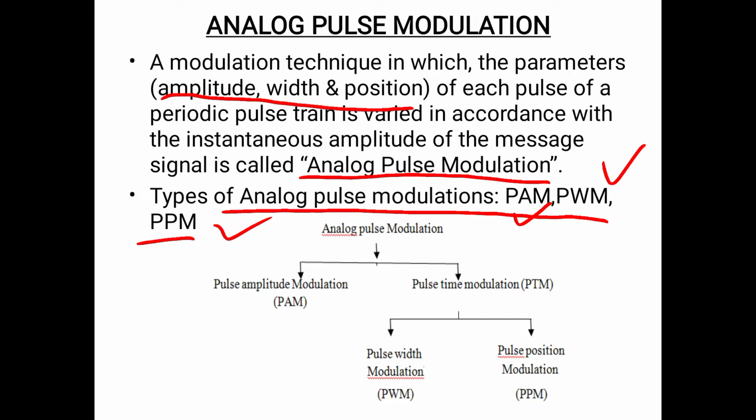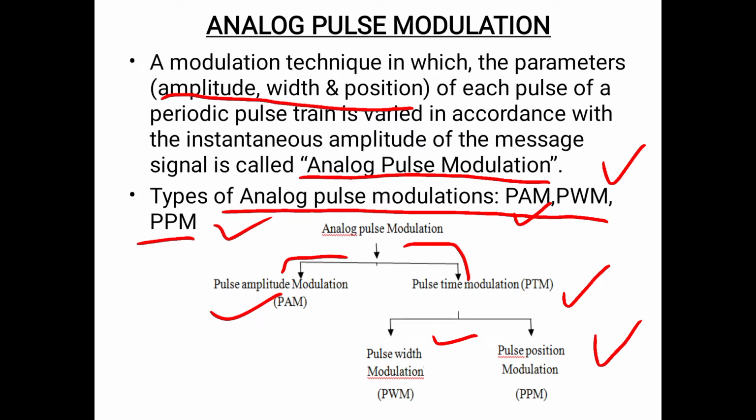Let's observe this flowchart. Here analog pulse modulation is mainly classified into two types. The first one is pulse amplitude modulation, that is PAM, and the next one is pulse time modulation. In pulse time modulation we again have two types. The first one is pulse width modulation, that is PWM, and the second one is pulse position modulation. Both pulse width modulation and pulse position modulation are combinedly called pulse time modulation. This is about the types of analog pulse modulation techniques.